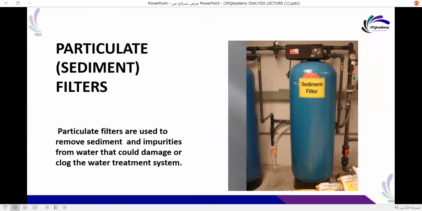Let's come to the filters. The first type of filter that we face after the tank or after the water reservoir is the particulate filter or sediment filter. From its name, sediment, it removes sediment and impurities from water that could damage or clog the water treatment system.